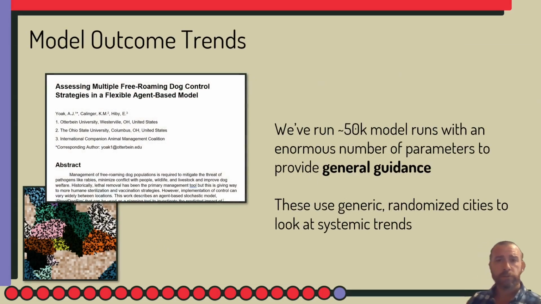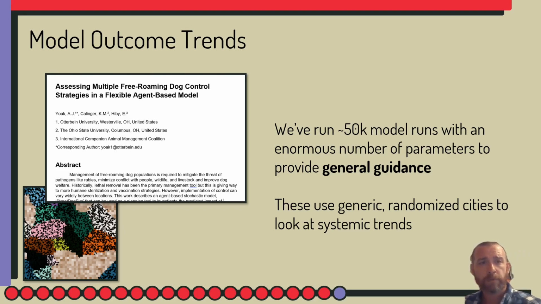That is how you would go about using the model, but we've already done a substantial amount of running to try and produce some general guidance. And this is what's actually being written up, and it's going to be in a paper that's going to be published hopefully later this year, that's going to provide general systemic trends, right? Trying to say, hey, if you do X, you should expect to see something like this.